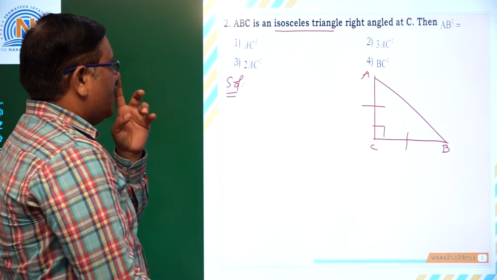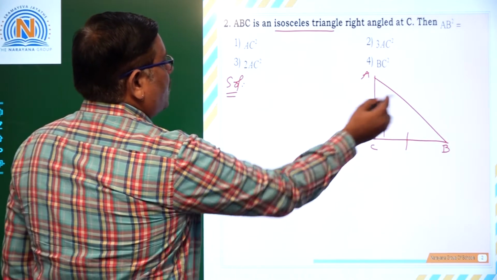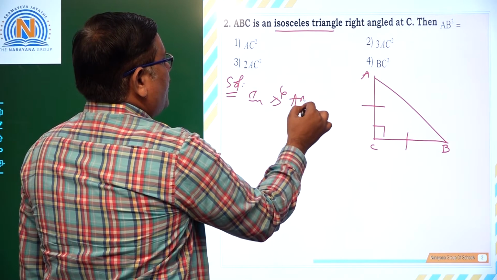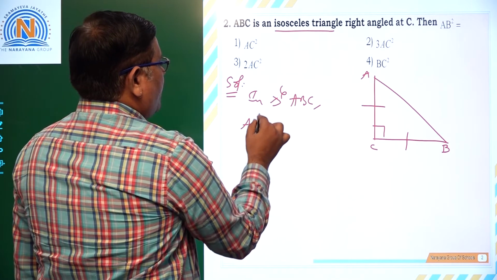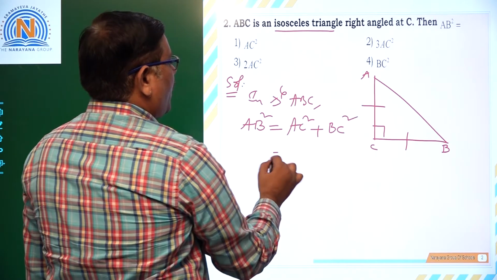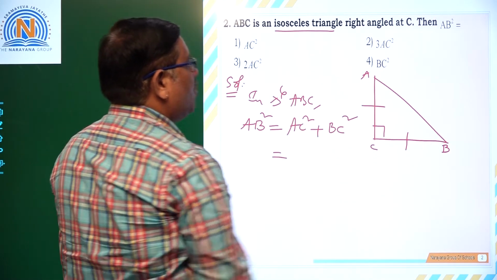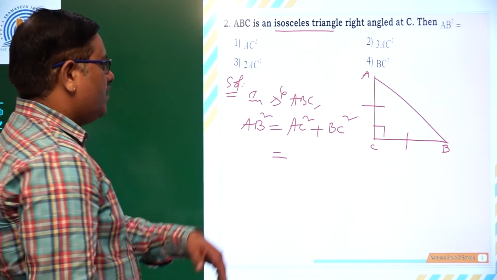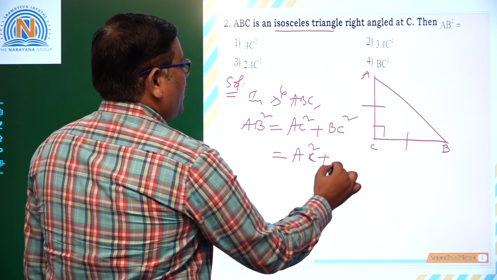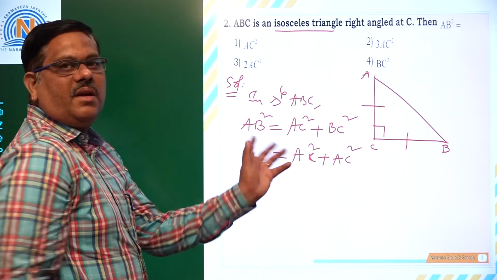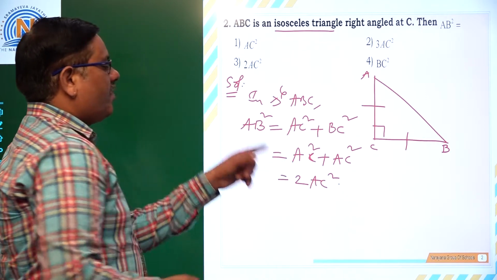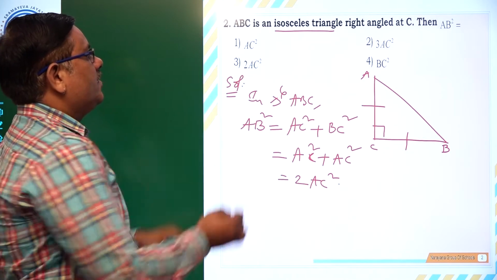If these two are equal sides, AB square he is asking. So let us use Pythagoras theorem in triangle ABC. AB square is equal to AC square plus BC square. But AC and BC both are same, so I can write AC square plus AC square, that is 2 times AC square. So AB square value is 2AC square. 2AC square is the right answer.